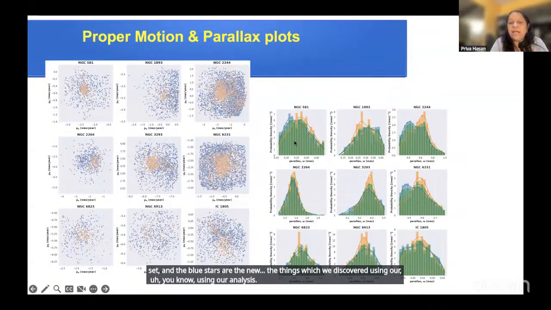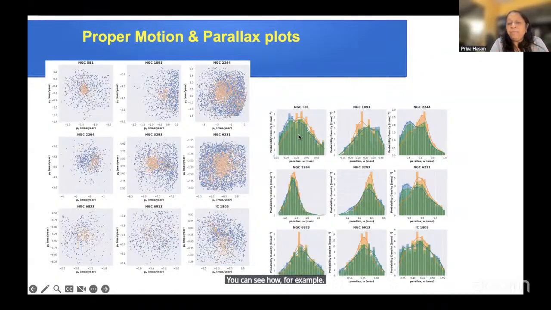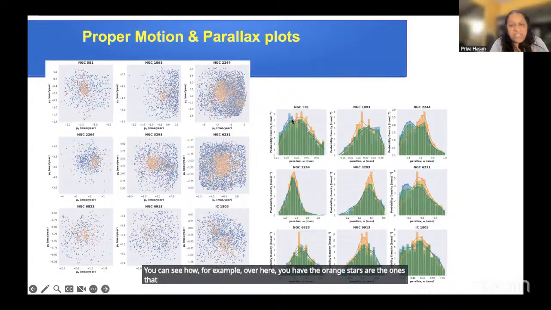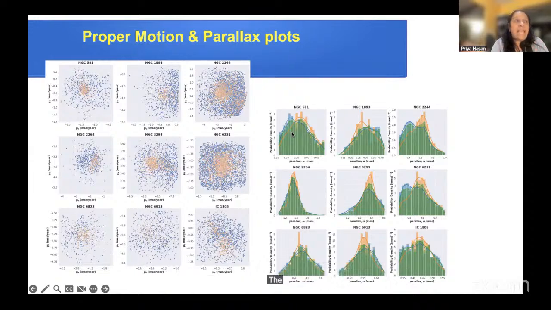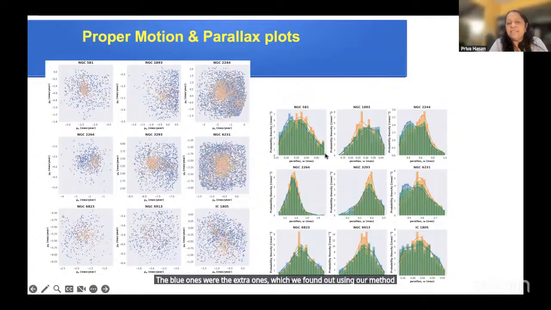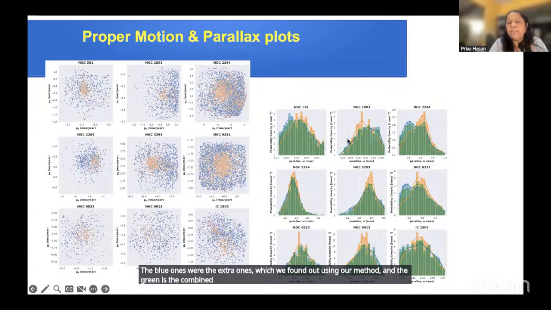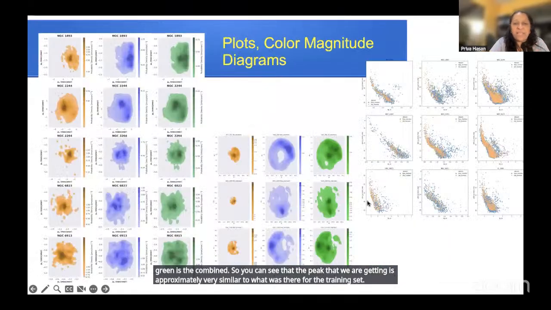You can see how, for example, over here the orange stars are the ones that were found for the training set. The blue ones were the extra ones which we found using our method, and the green is the combined. So you can see that the peak that we are getting is approximately very similar to what was there for the training set. It has the same kind of behavior. We use this to do color magnitude diagrams as well as looking for structure within these clusters, okay?